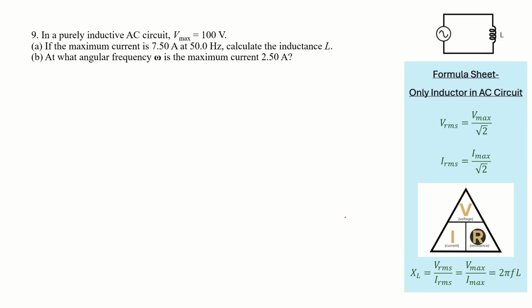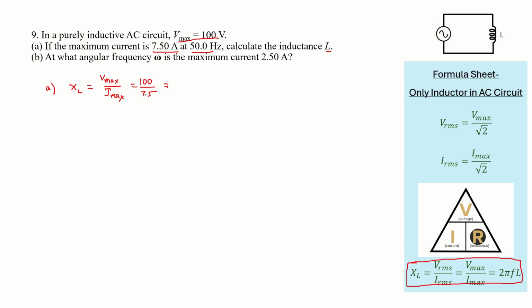Let's do some problems on the inductor. It's given in a purely inductive AC circuit, Vmax is 100 volt. This is fixed. In the question, this value Vmax is 100 volt. If the maximum current is 7.5 ampere at 50 Hz frequency, calculate the inductance. L we have to calculate. Inductance means this is the formula, last formula we have to use. So XL, the first one we are answering. We cannot directly find the XL, so we use the formula Ohm's law, that is Vmax over the Imax we will find first. So which is equal to 100 over 7.5.